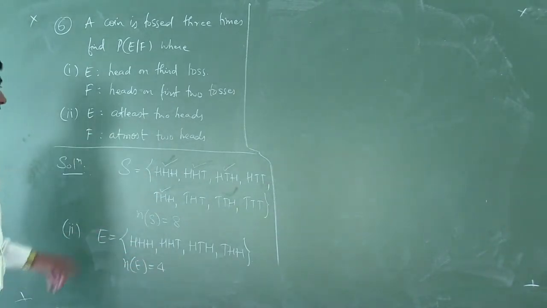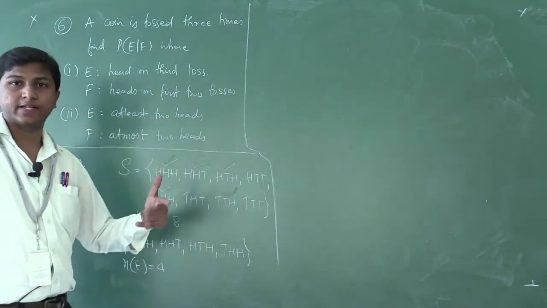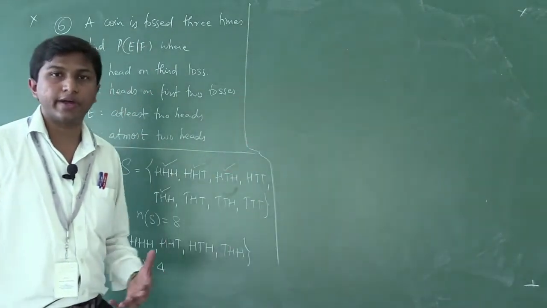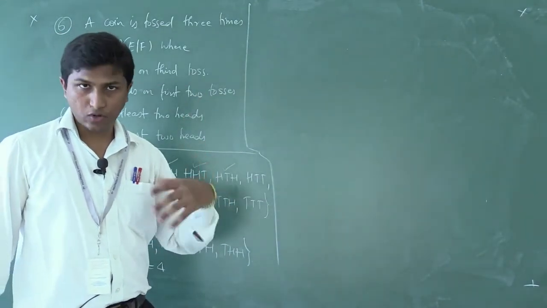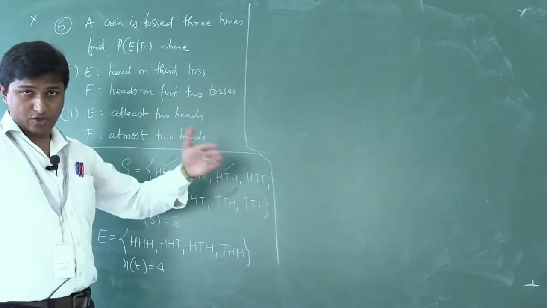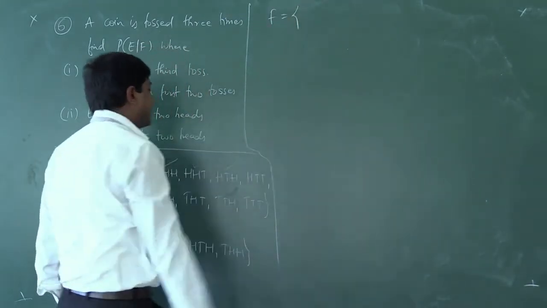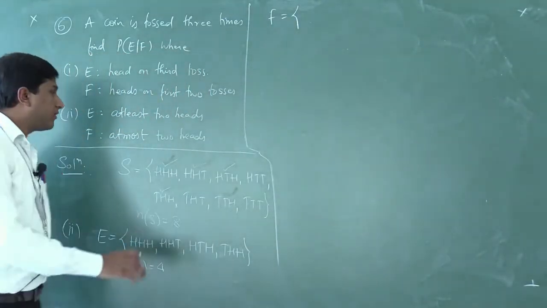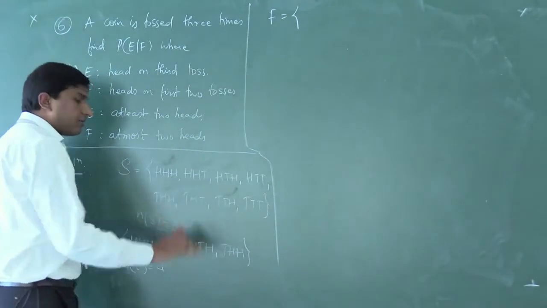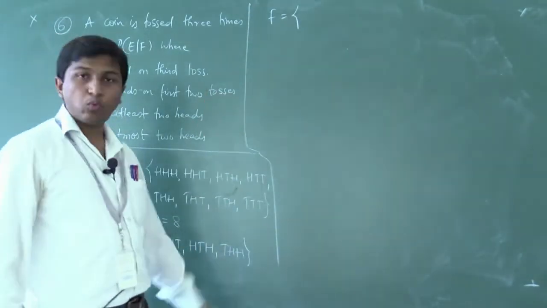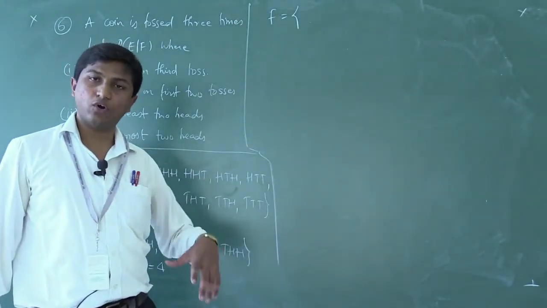Similarly, we have to write set F. Event F is at most two heads. So what is the meaning of at most two heads? At the most you can have two heads. You can have less than two heads also. You can have one head. You can have no heads also. So what is set F equal to? We have to think about the outcomes wherein you have exactly two heads. Then we shall think about outcomes wherein you have exactly one head, and then outcomes wherein we have zero heads or no heads.